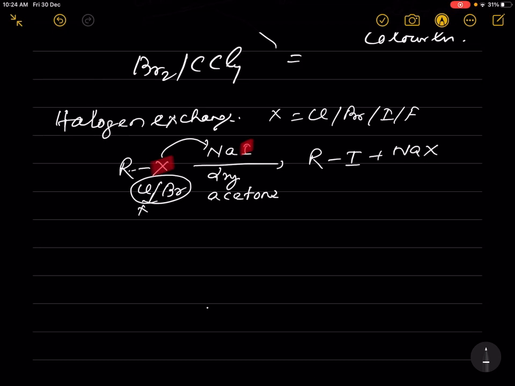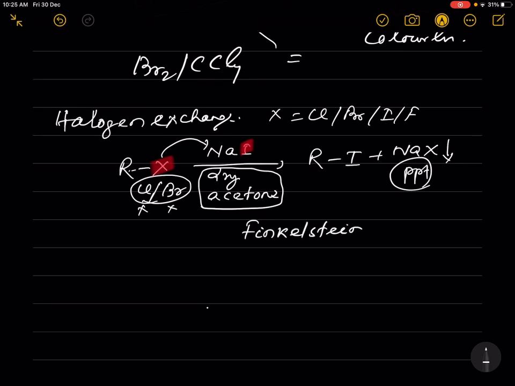Here X is chlorine or bromine. So what is the use of dry acetone over here? Dry acetone keeps sodium halide in precipitated form. Alkyl iodides are often prepared by reaction of alkyl chloride or bromide with sodium iodide in dry acetone. This reaction is popularly known as the Finkelstein reaction. You remember? Finkelstein reaction.